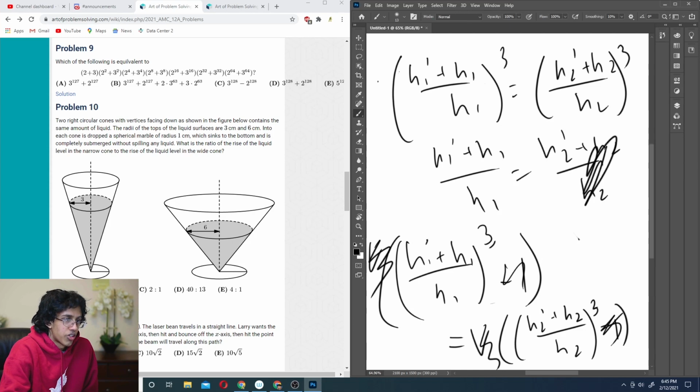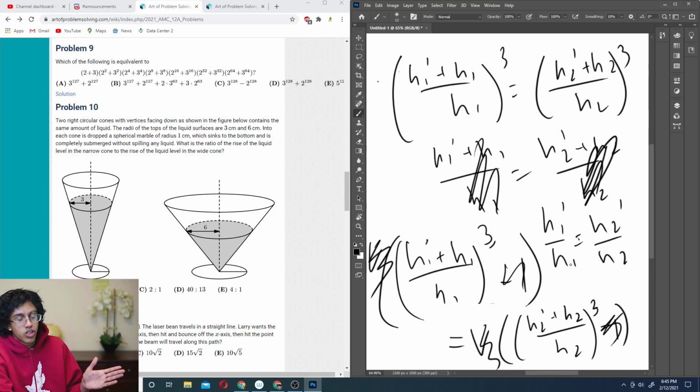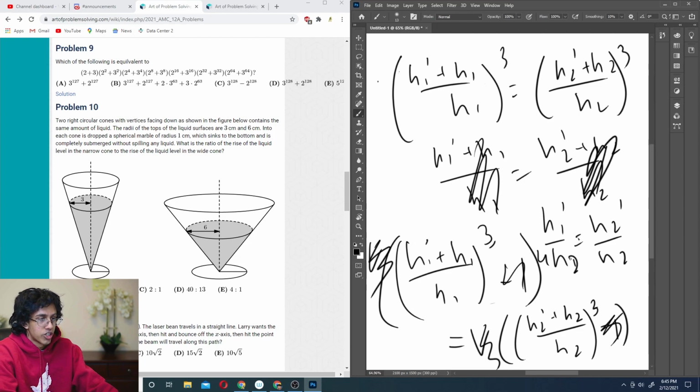This is just equal to 1, so that cancels out, and essentially you're left with h1 prime over h1 is equal to h2 prime over h2. And since we know that h1 is equal to 4h2, we can set this to 4h2, and we just get that h1 prime is equal to 4h2 prime.